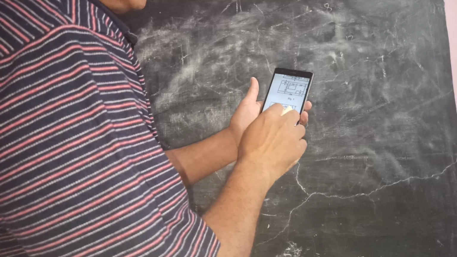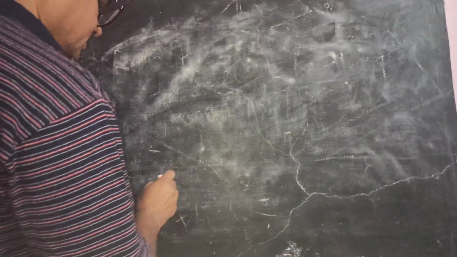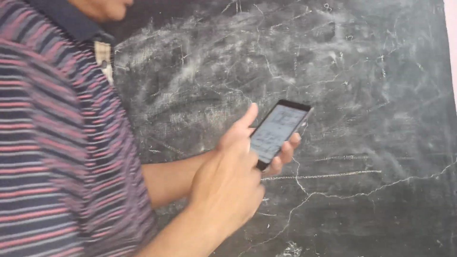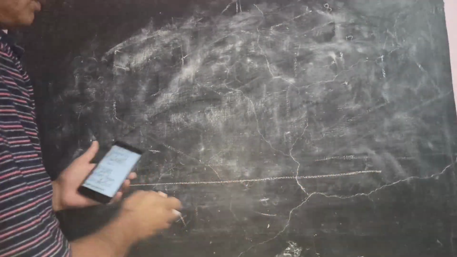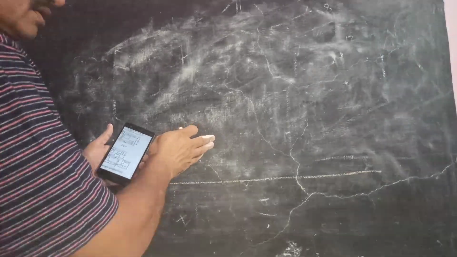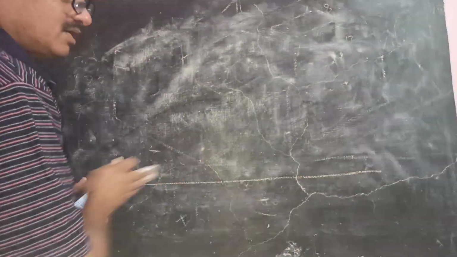So length is 18 plus 18, 36 plus 20. Again the length is 56. The height is 16 plus 8, 24. And right hand side view is visible. So your front view must be from this side. Right hand side view you are getting, it means right hand side view from this side. So your front view must be from this side.